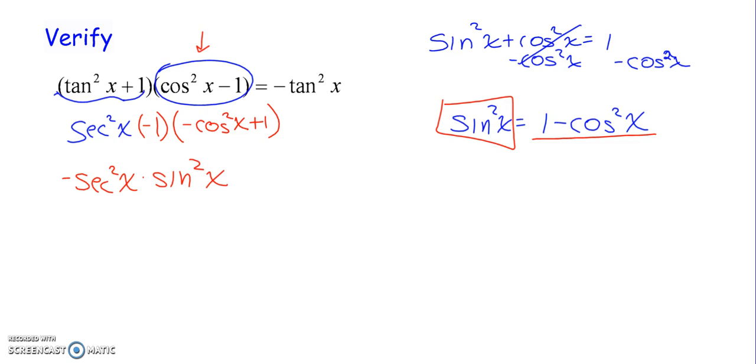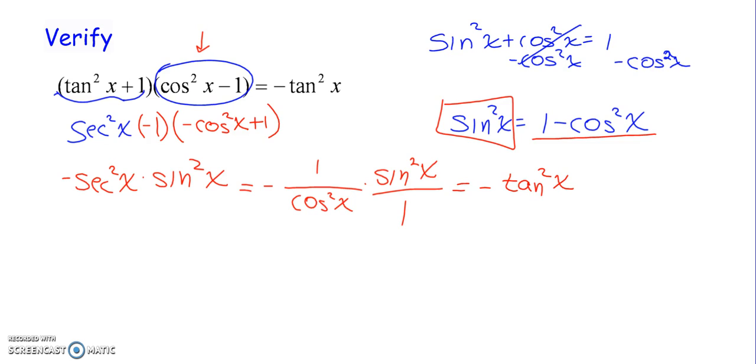And I look at secant squared, that can be written as 1 over cosine squared. So there's my negative sign, 1 over cosine squared times sine squared. All right, well, the top of this fraction is equal to sine squared. The bottom is equal to cosine squared. And I know sine over cosine is tangent. So again, the negative from the very beginning copies over. And it's tangent squared x because the whole top is equal to sine, the whole bottom is equal to cosine.